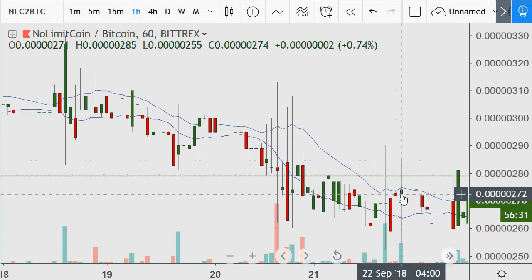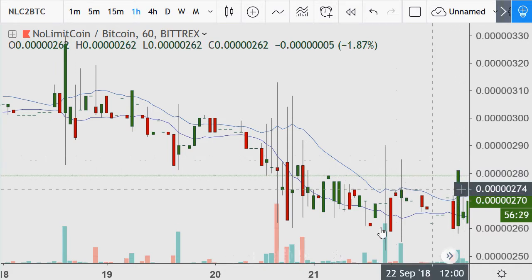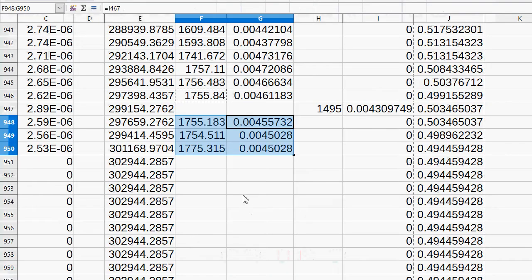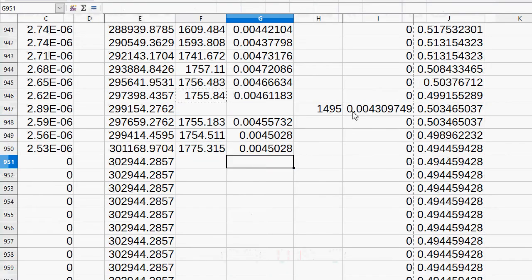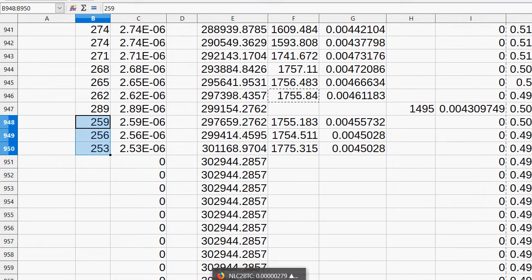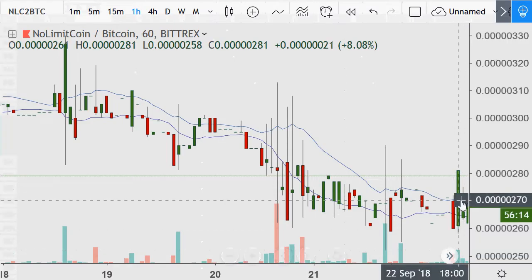I think it was... Let me go back to this because I hate when I'm confused like this. I took about a 30-minute break from this. So we were buying at 259 to 253. Let's see where those lows are.